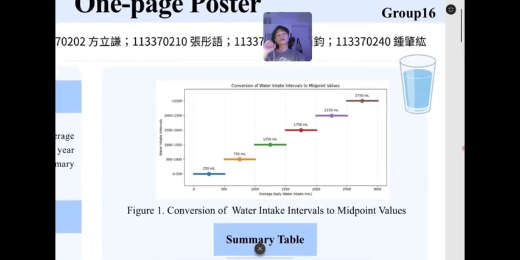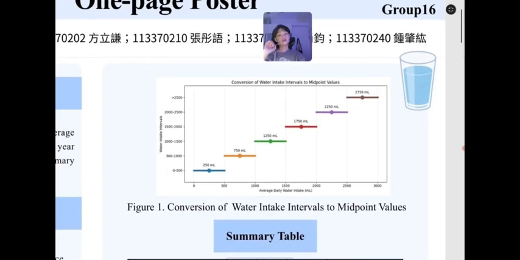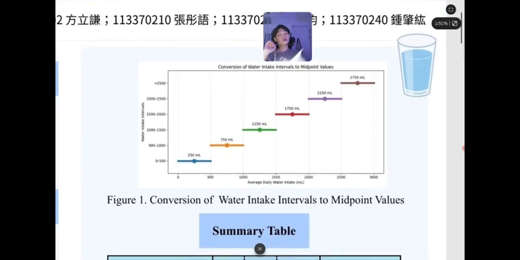Look at Figure 1, which shows how we transformed the data. If the student answers that the water they drink is between 0 and 500, we choose the middle value, 250, as our output. And if the student's answer is between 500 and 1000, we also choose the middle, which is 750, and so on.